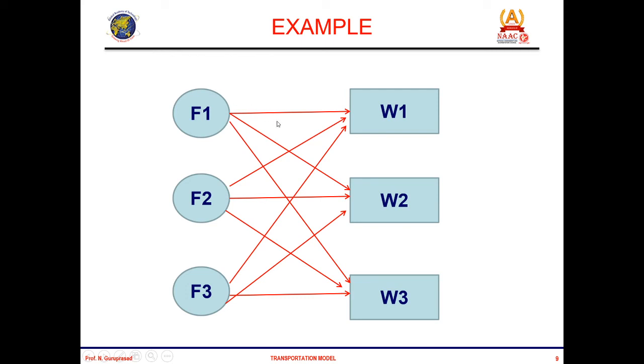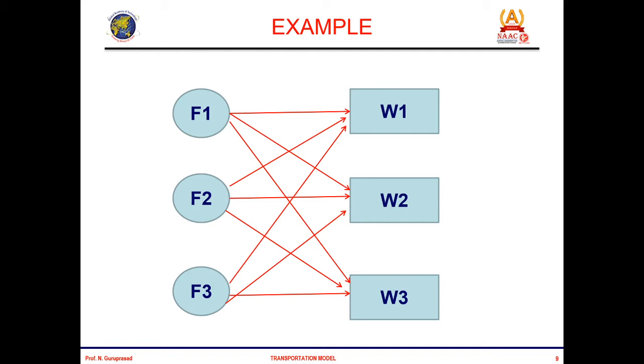Factories are denoted as F1, F2, F3, and warehouses are denoted as W1, W2, W3. And you see a couple of arrow marks connecting each of these factories to each of these warehouses. If you try to recollect, the assignment problem works on a one-on-one basis, that is 1:1 basis. One of the examples we discussed in the class was assigning subjects to teachers. And we said that at the end of the day, one subject was taught by one teacher.